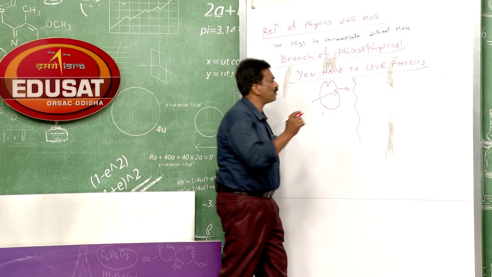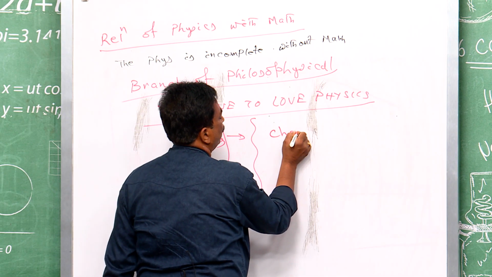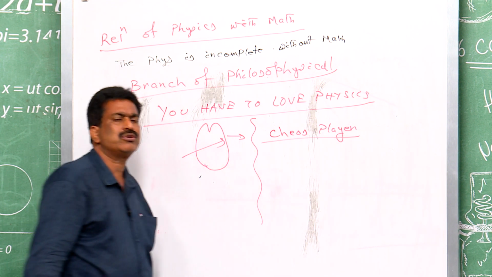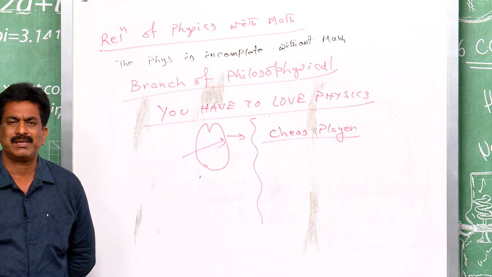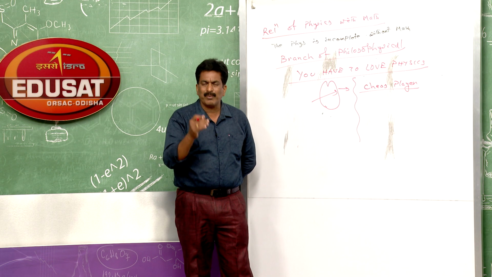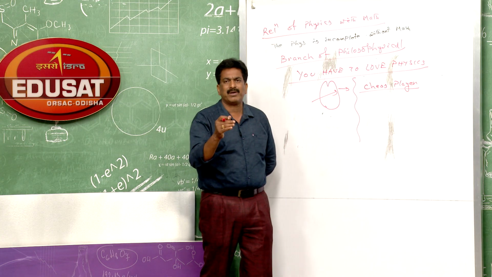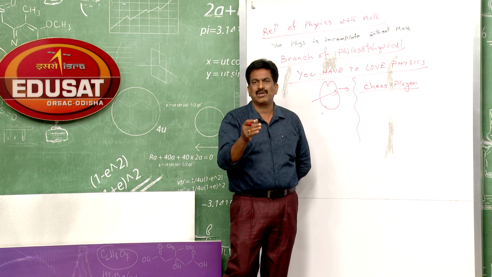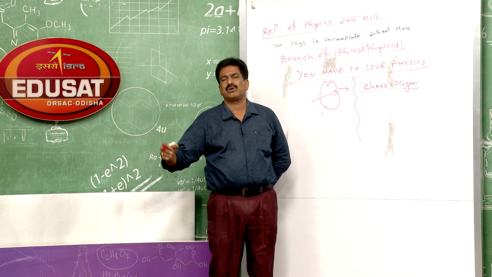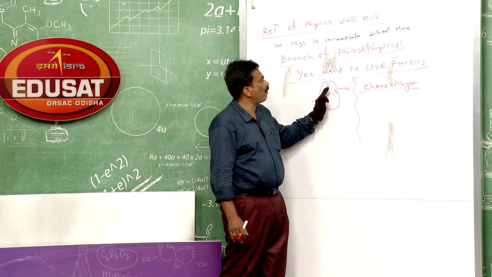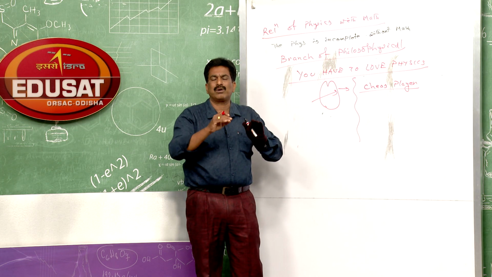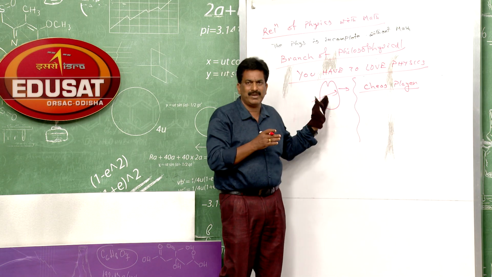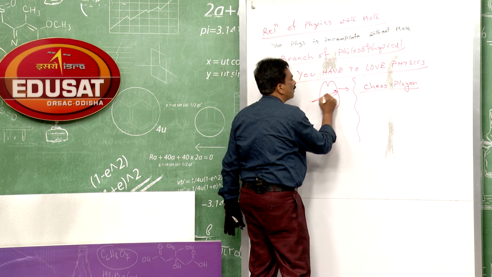Suppose you want to become a chess player. So you have to give your interest to chess. Suppose you want to become a cricket player. So you have to give your love and affection towards cricket or towards football. Therefore, if you want your name to be famed in this universe, you have to choose physics, which means you have to love physics first.